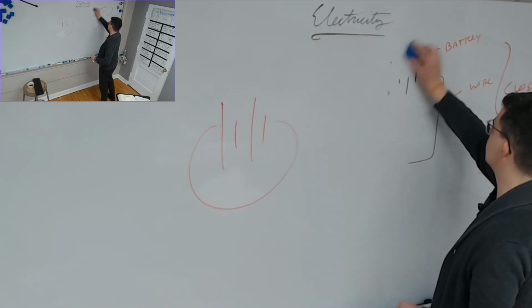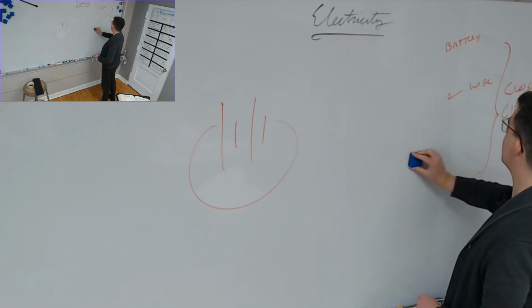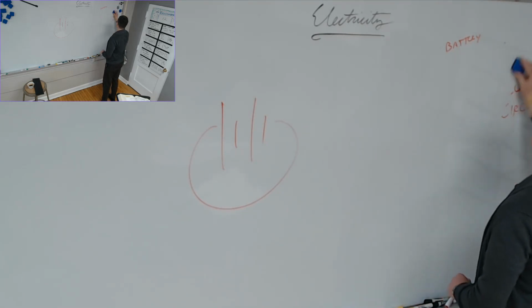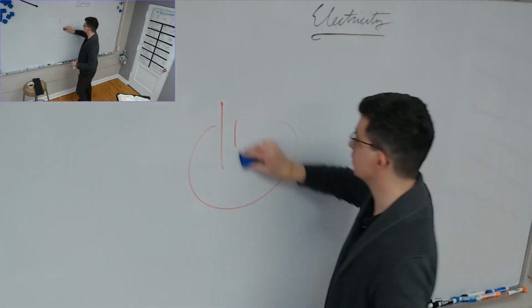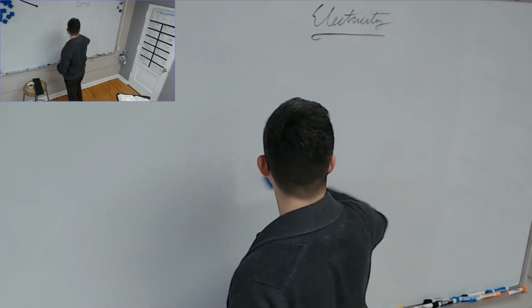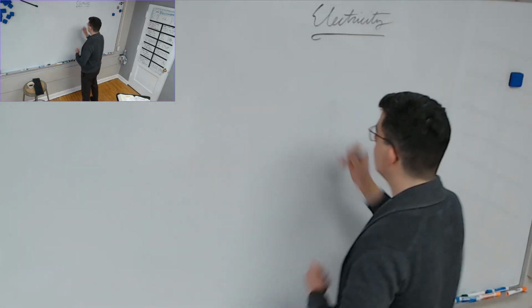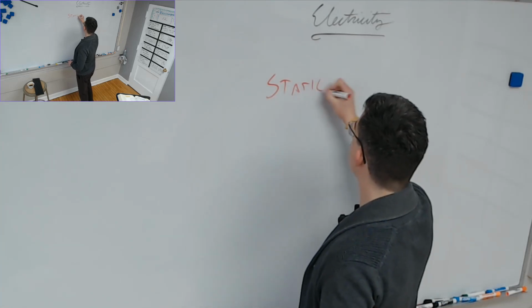What are the two kinds of electricity? Someone correctly, Peyton, identified one of them. What is one broad category of electricity that we talk about? Static electricity. Let's write that down. Static electricity. You've heard of static electricity. I know you have.